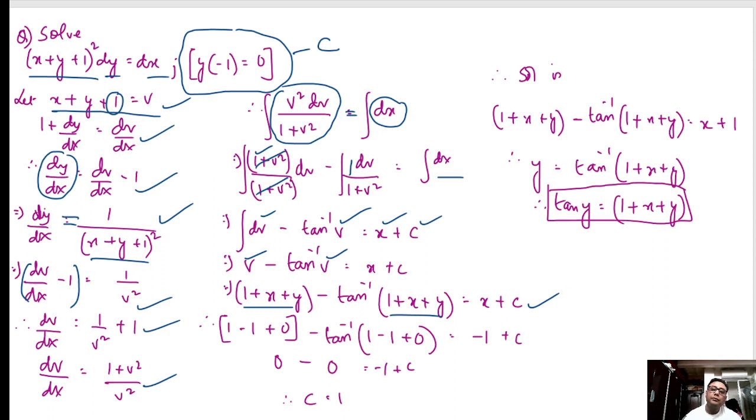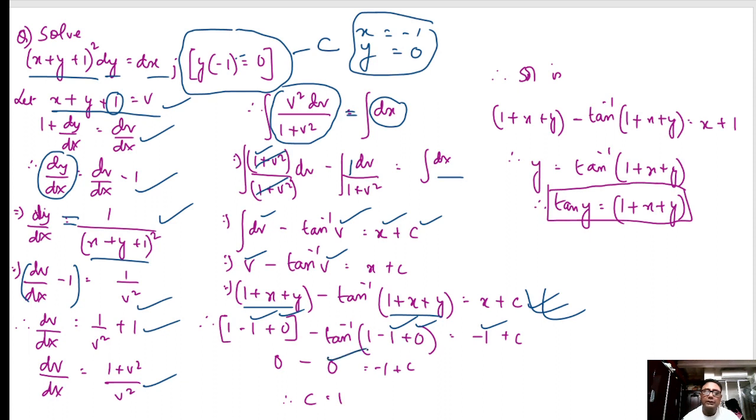Now this shows that if x is minus 1, y is 0. So we will put these values in this equation. If x is minus 1, y is 0, we are getting this as 0. Tan inverse 0 is 0, and this is minus 1 plus c. So c is equal to 1.